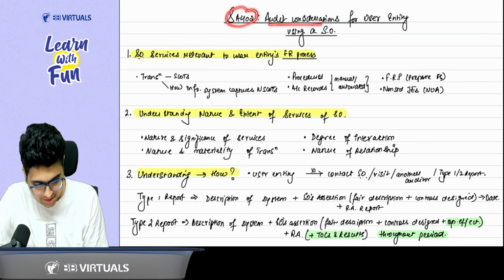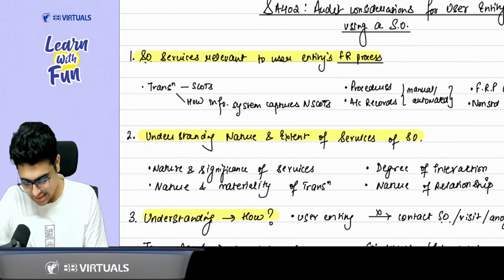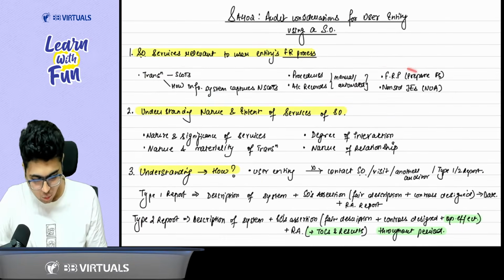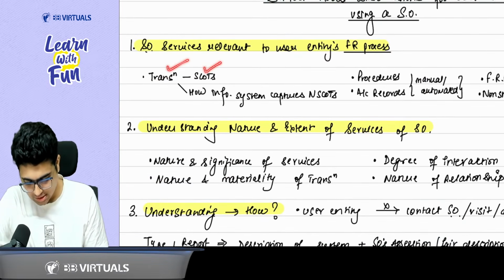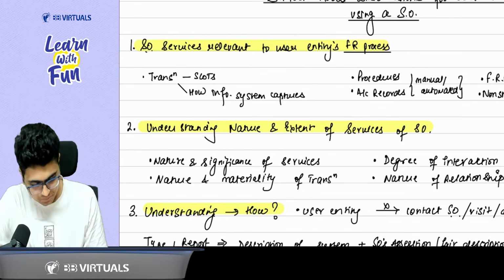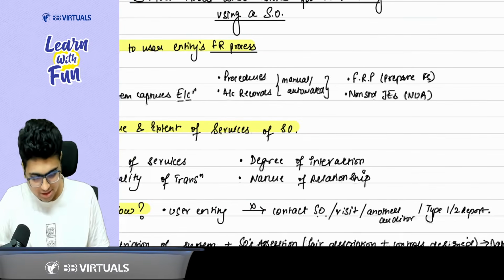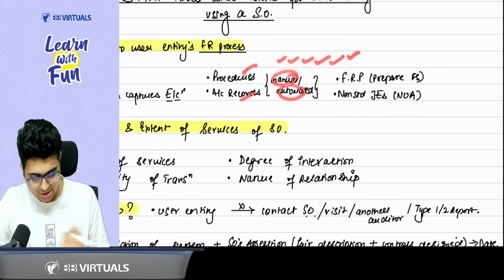SA 402, audit considerations for a user entity using a service organization. The first topic that we studied: SO service is relevant to the user entity's financial reporting process when it affects the whole financial reporting process. First of all, you see the significant classes of transactions. Then see how the information system captures events and conditions other than the significant classes of transactions. Then procedures and accounting records, manual or automated, used to initiate, record, process, rectify and transfer to the general ledger and post in the financial statements.